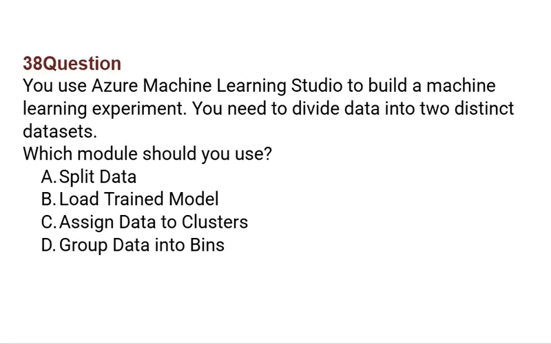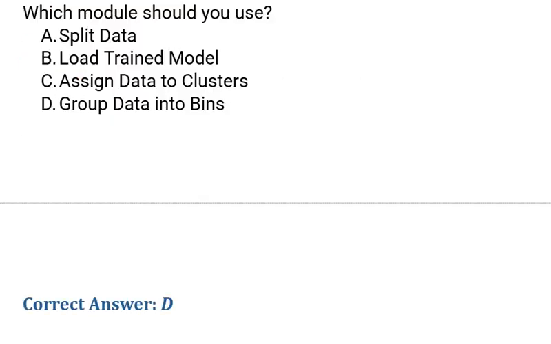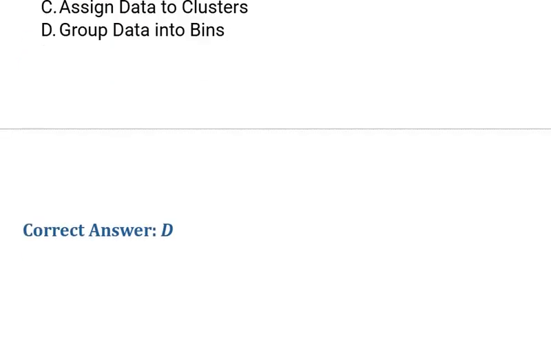Question is, you use Azure Machine Learning Studio to build a machine learning experiment. You need to divide data into two distinct datasets. Which modules should you use? Option A, split data. Option B, load trained model. Option C, assign data to clusters. Option D, group data into bins. Correct answer is option D.